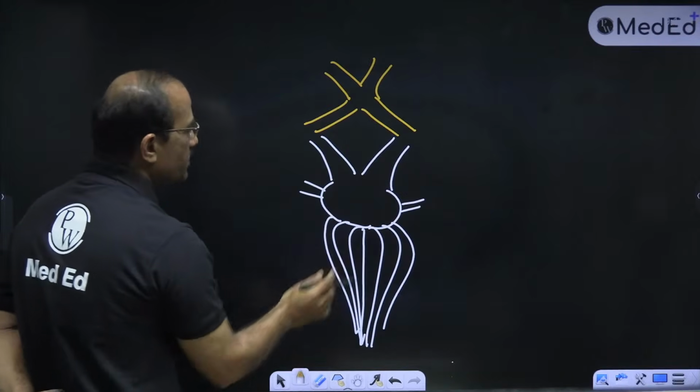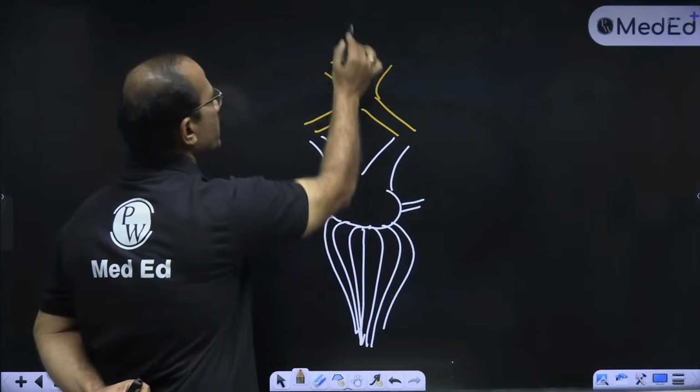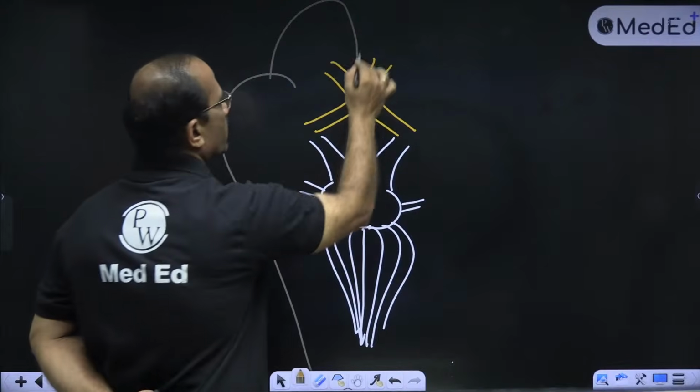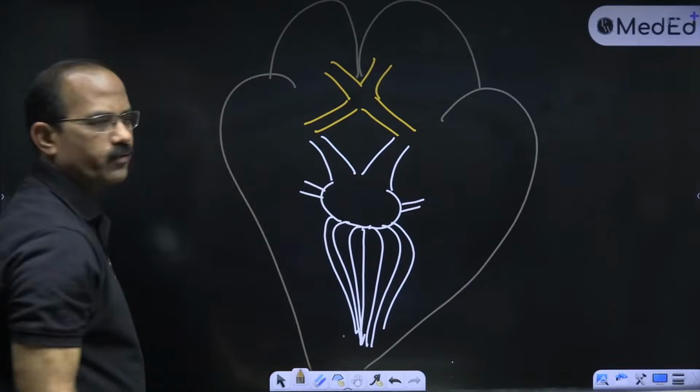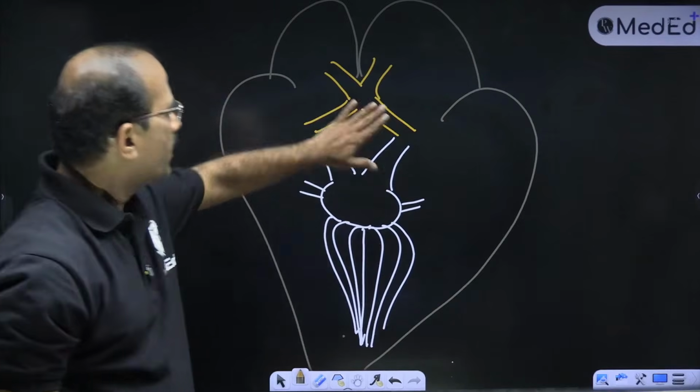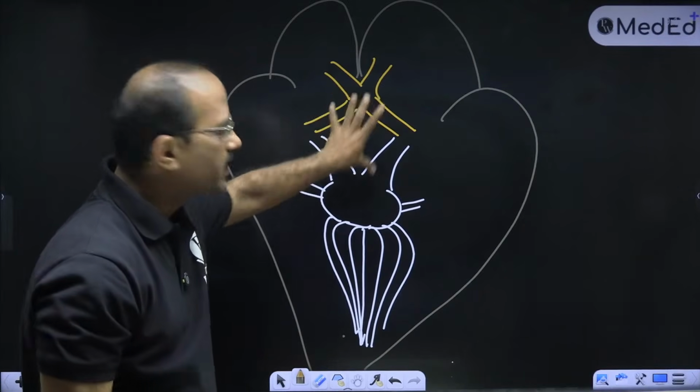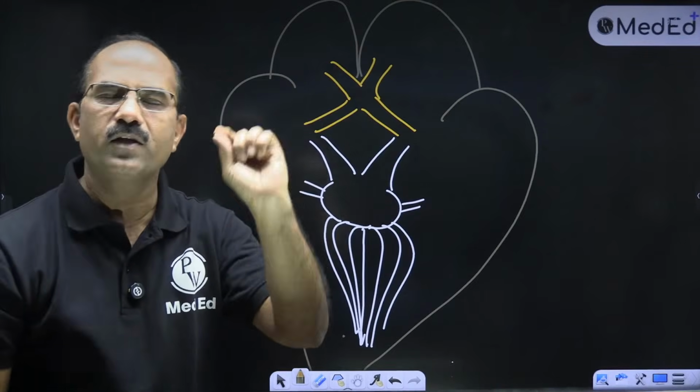Tell me, what is this view? Where are you looking at this from? What is this view of the brain? That's the inferior surface of the brain. And what is this area known as? This area is known as the interpeduncular fossa.